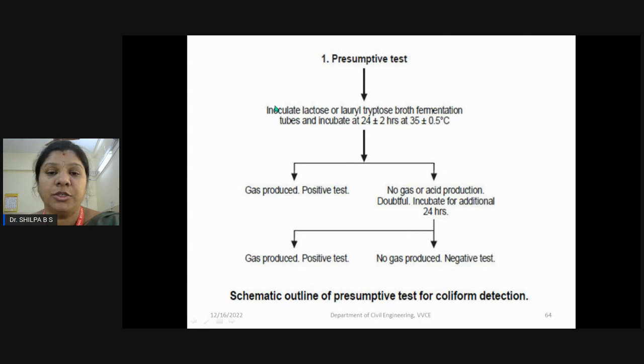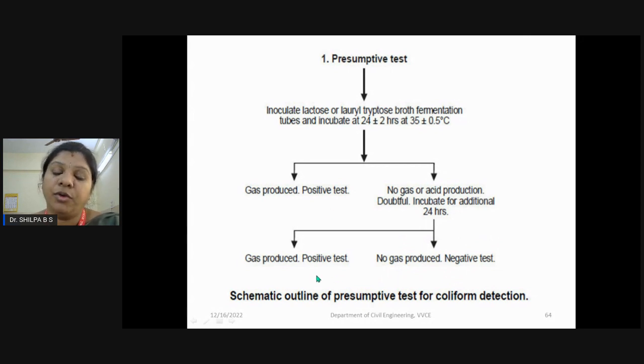Okay, first stage, we use the lactose bile broth. After adding the sample at the various dilutions, we incubate for about 24 hours at 35 degrees. If gas is produced, then we consider that as the positive test. If no gas is produced, then we will continue for the next 24 hours, and then we will check whether gas formation is observed or not.